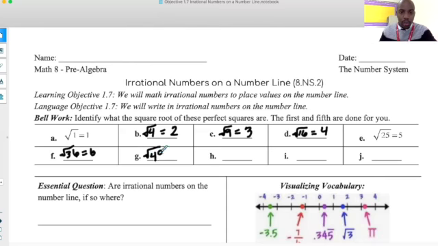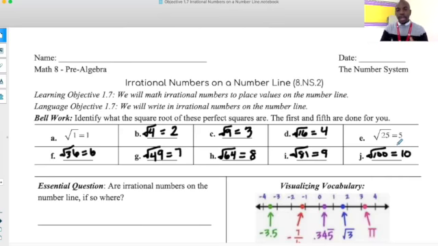The square root of 49 is 7 times 7, so it has to be 7. The square root of 64 is 8 times 8, which means the square root of 64 has to be 8. The square root of 81: 81 is 9 times 9, which means the square root of 81 is 9. And finally, the square root of 100: 100 is 10 times 10, which means the square root has to be 10. I'm hoping you are getting a better understanding of square roots and perfect squares.